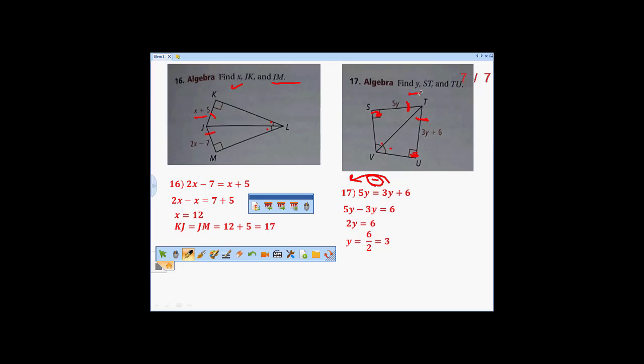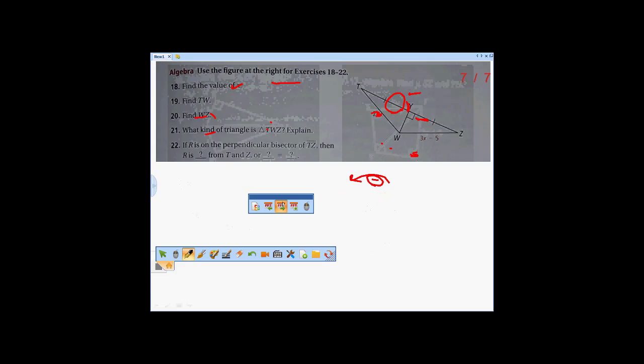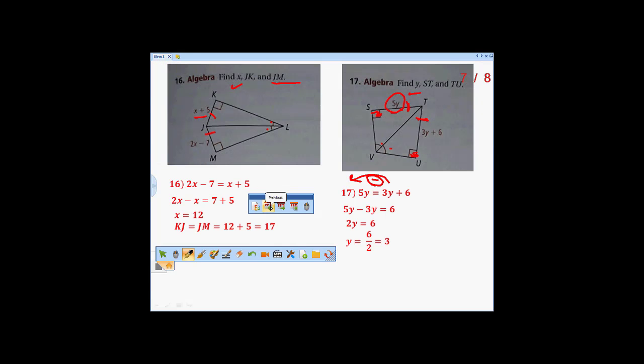I want to find the length of ST, which is equal to 5y. So I take 3 and put it here instead of y. ST is equal to 5 multiplied by 3. It will be 15. And also TU is equal to 15 because they are equal. Let us move to another exercise.